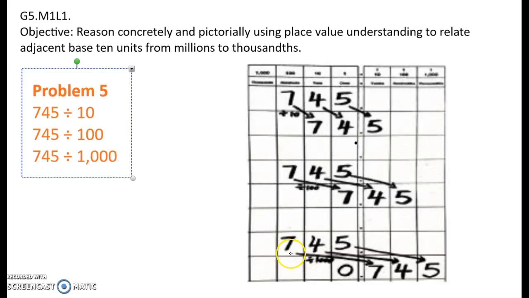And finally, dividing by 1,000, 7 hundreds divided by 1,000 equals 7 tenths. 4 tens divided by 1,000 equals 4 hundredths. And 5 ones divided by 1,000 would equal 5 thousandths. Therefore, 5 thousandths is 1/1000th of 5. 7 tenths is 1/1000th of 700.